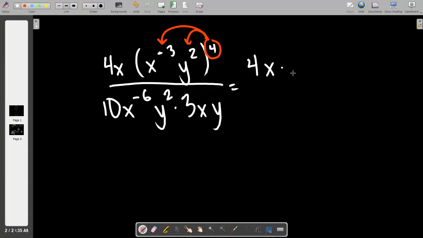What about the new x's power on top? What is it? Nice job. What about the new y on top? Nice job.